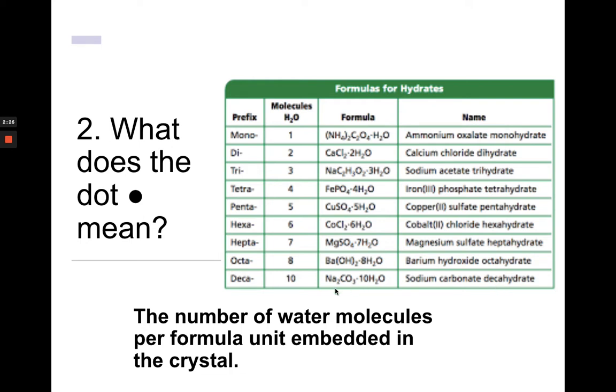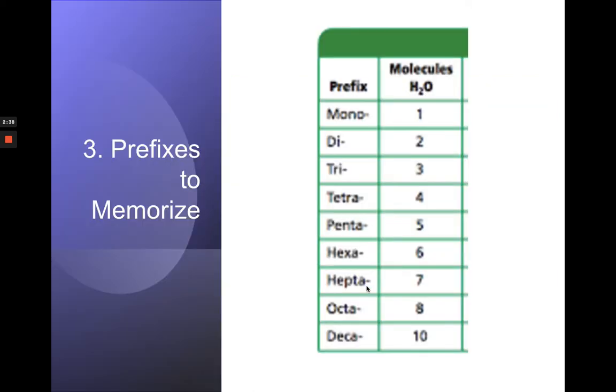Sodium carbonate is commonly known as washing soda, and it's a hydrated salt. So for every unit of Na2CO3, sodium carbonate, you have 10 water molecules embedded in the crystal. So you do need to remember these prefixes. They are the same as the ones you learned for naming binary covalent compounds, going 1 to 10, mono being 1, octa being 8, deca being 10.